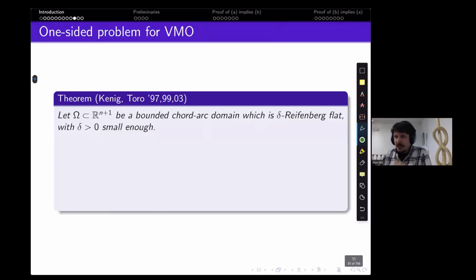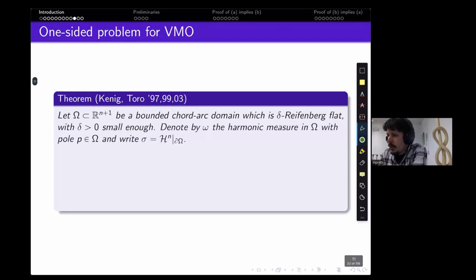Now, let's just explain what is the one-sided problem for VMO. These are resolved by a series of papers by Kenig and Toro, '97, '99, and '03. Combining all these results, it boils down to the following result, or you can just extract the following result. If omega is a bounded chord-arc domain, which is δ-Reifenberg flat, and delta is small, you take omega to be the harmonic measure in omega, and write sigma to be the surface measure.